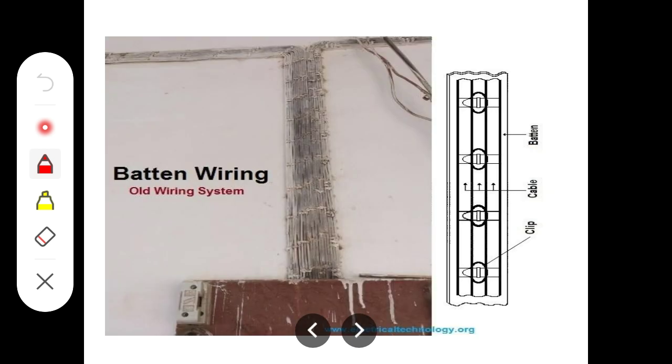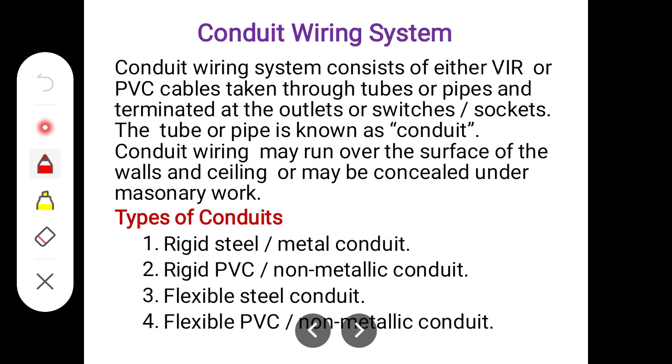So here we can see this is the batten wiring, the old wiring system. Another type is the conduit wiring system, which is commonly used nowadays. Here mainly we have two types of conduit system: one is the surface conduit system, and the other is the concealed wiring system.